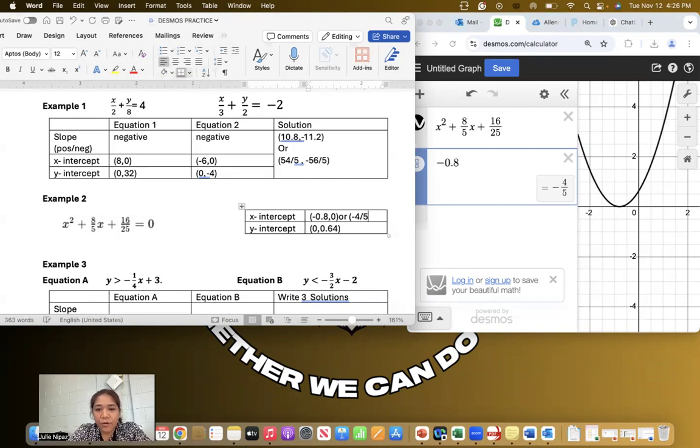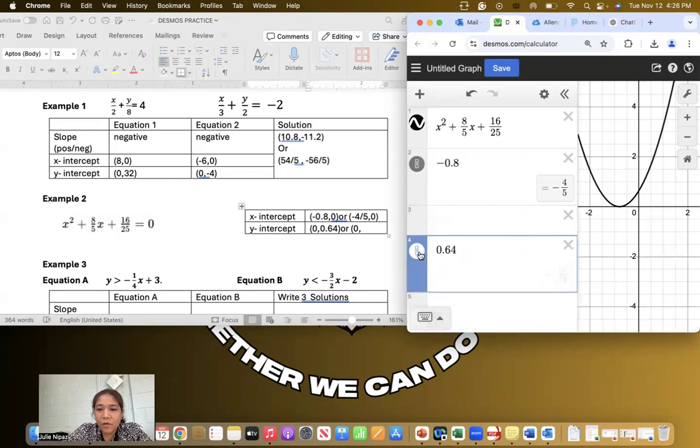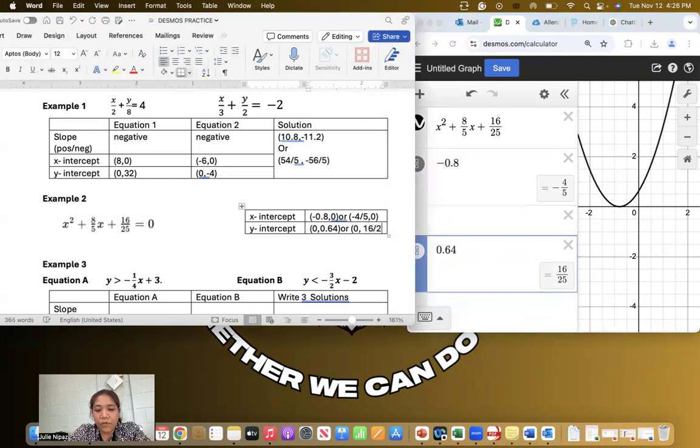Negative 4/5, comma 0. And then here, that is still 0, comma. If we don't have the 0.64 in the answer choices, then it should now be 16/25. 16/25. Okay? So you have to understand how to put them both in decimal and in fraction.